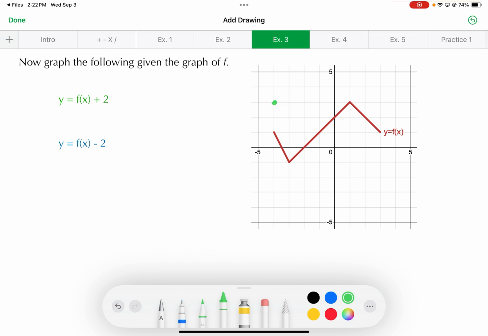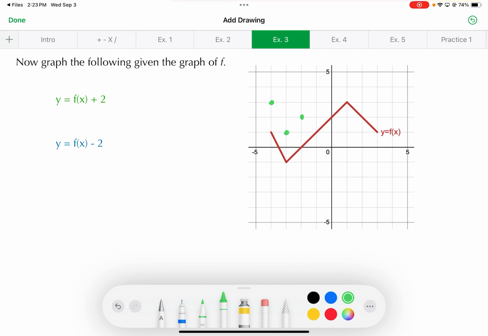When x is negative 3, y initially for f is at negative 1. Adding 2 to that, I move up to 1. Okay. When x is negative 2, on f, y appears to be at 0. I'm going to add 2 to that. Moves me up to 2. And then you get the idea. Every point is shifting 2 units up.